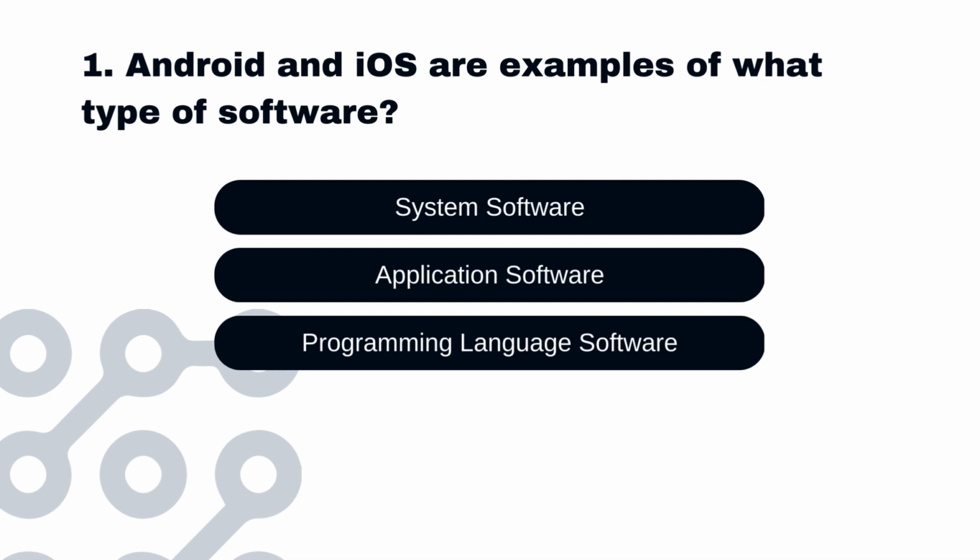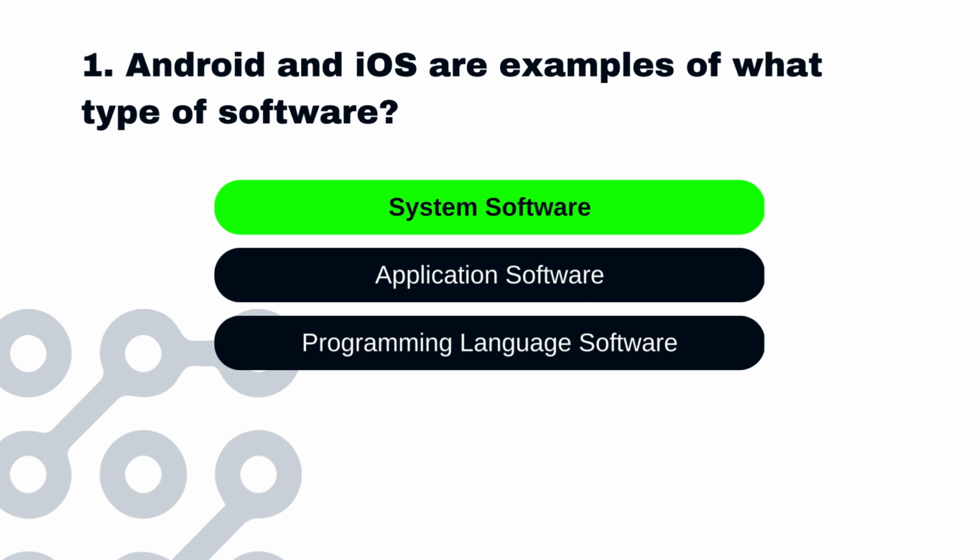Students, now that we have discussed the different types of software, it's time to have a short review. You will have 3 seconds to answer the following. Are you ready? Let's start. Question number 1. Android and iOS are examples of what type of software? The correct answer is system software.